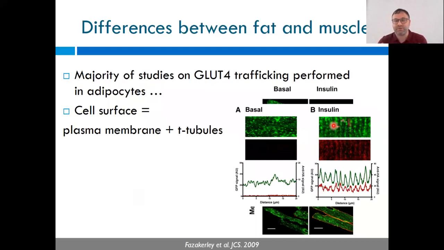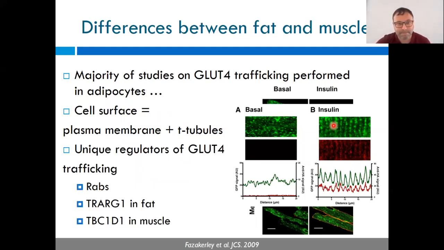And what we think this is, is GLUT4 within the transverse tubular network membrane. So in muscle, GLUT4 trafficking occurs to both the plasma membrane, but also the T-tubular membrane as well. In addition to this difference, there are other unique regulators of GLUT4 trafficking that are specific to muscle and fat.